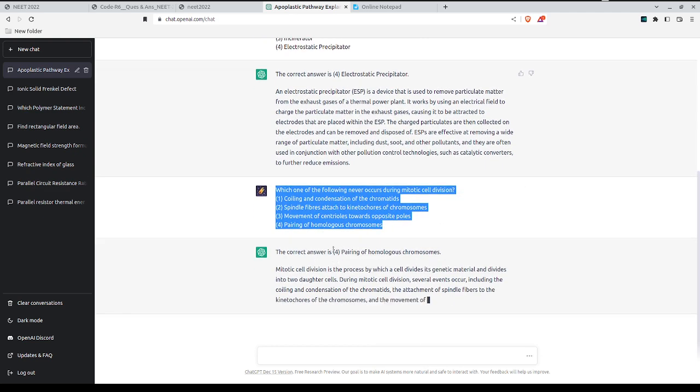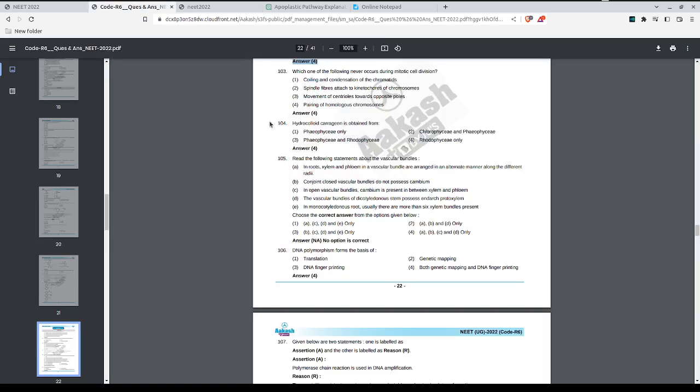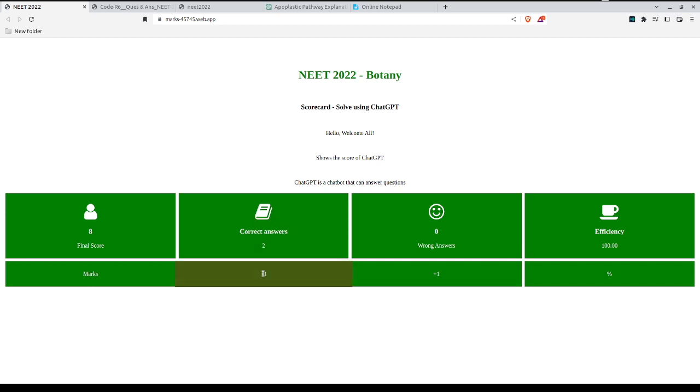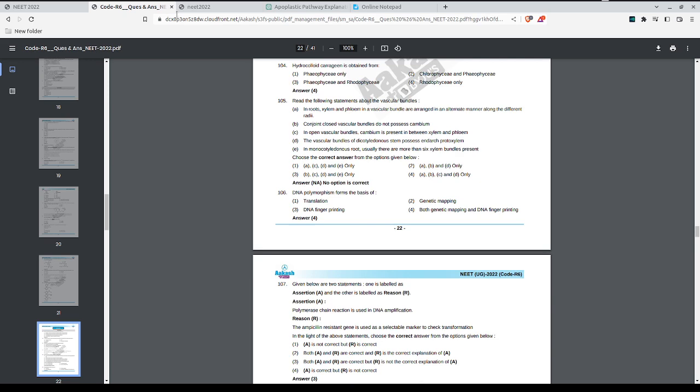Which one of the following never occurs during meiotic cell division? 1. Coiling and condensation of the chromatids. 2. Spindle fibers attached to kinetochores of chromosomes. 3. Movement of centrioles towards opposite poles. 4. Pairing of homologous chromosomes.